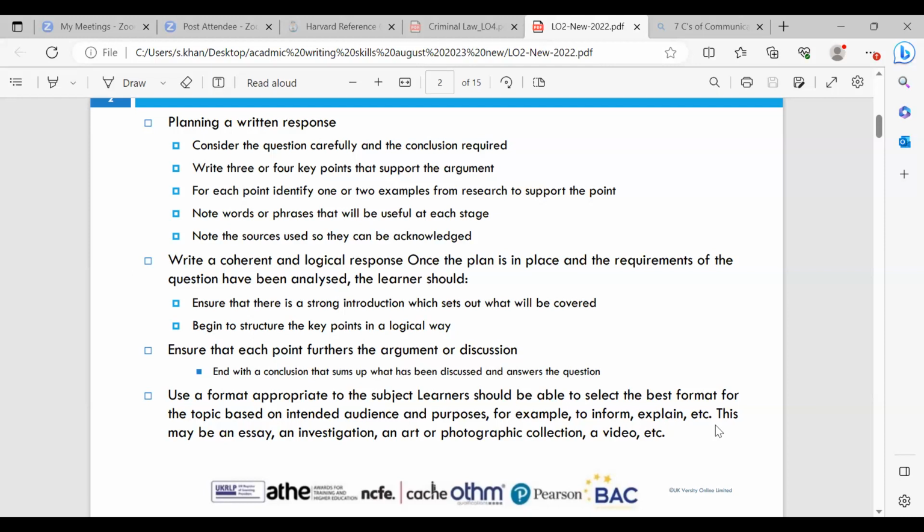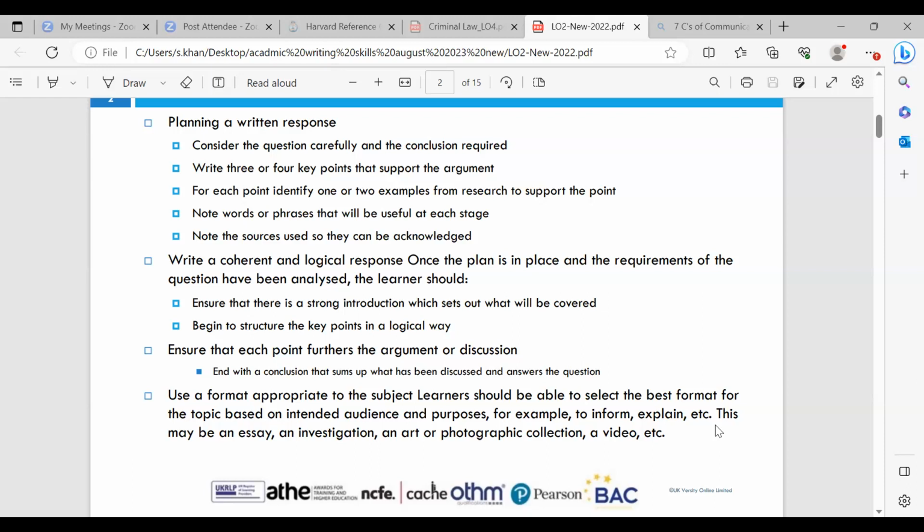We need to write a coherent and logical response. Once the plan is in place and the requirements of the question have been analysed, the learner should ensure there is a strong introduction which sets out what will be covered, and begin to structure the key points in a logical way.